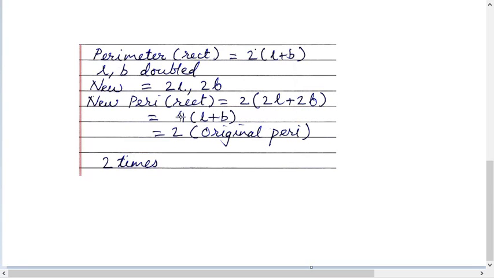So equals to what? Again make it 2 into bracket 2 into L plus B, right? Break this 4 into 2 into 2. So 2 into L plus B is what? Original perimeter, right? So 2 into original perimeter. So the new perimeter becomes 2 times that of the original perimeter. 2 times is the answer.